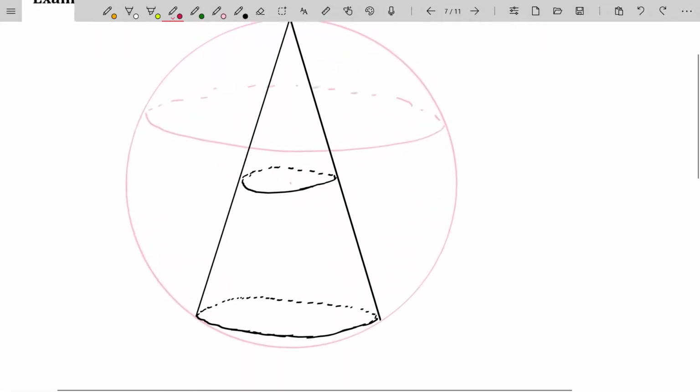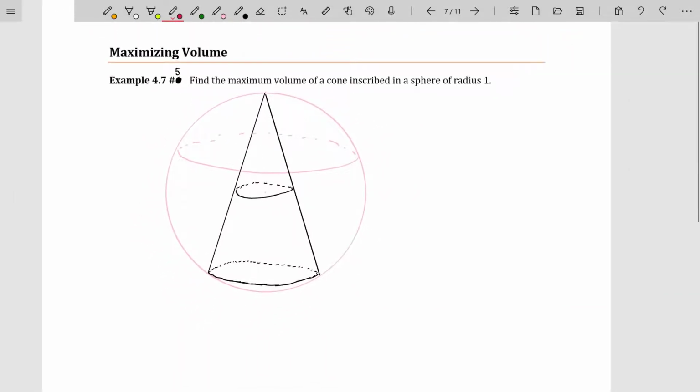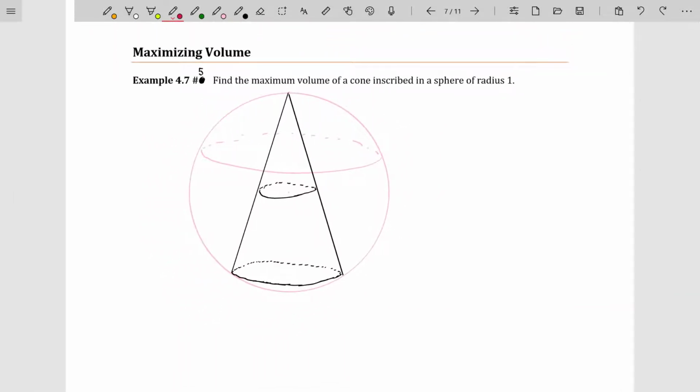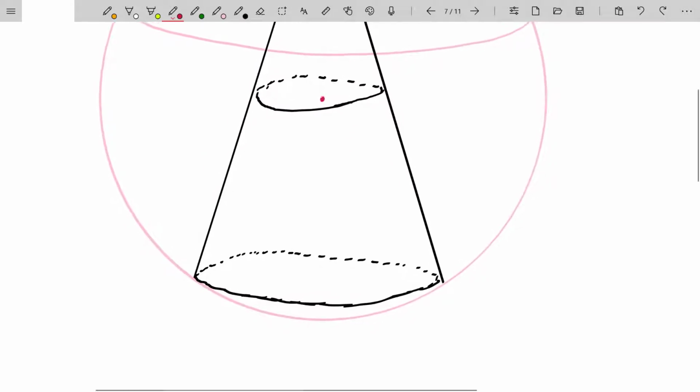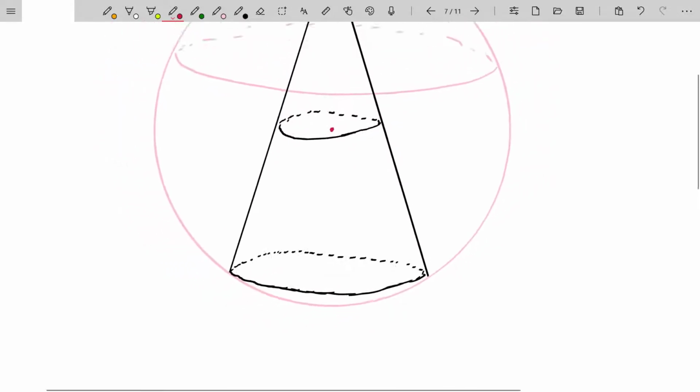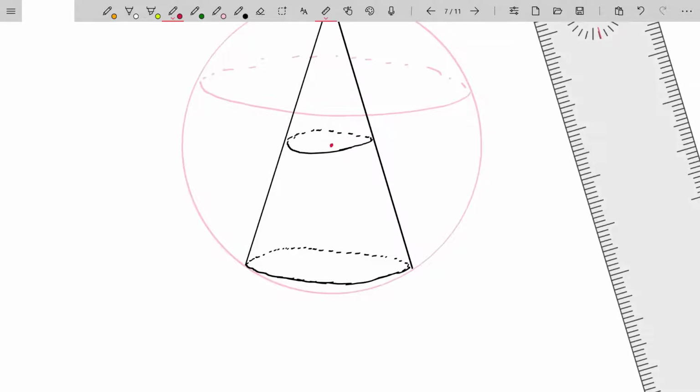So how do you find the maximum volume of this cone inscribed in a sphere of radius 1? That sphere of radius 1 is incredibly important in this problem. It doesn't have to be a radius of 1, by the way, but it does have to be a stated radius. So let me go ahead and draw in the radius.